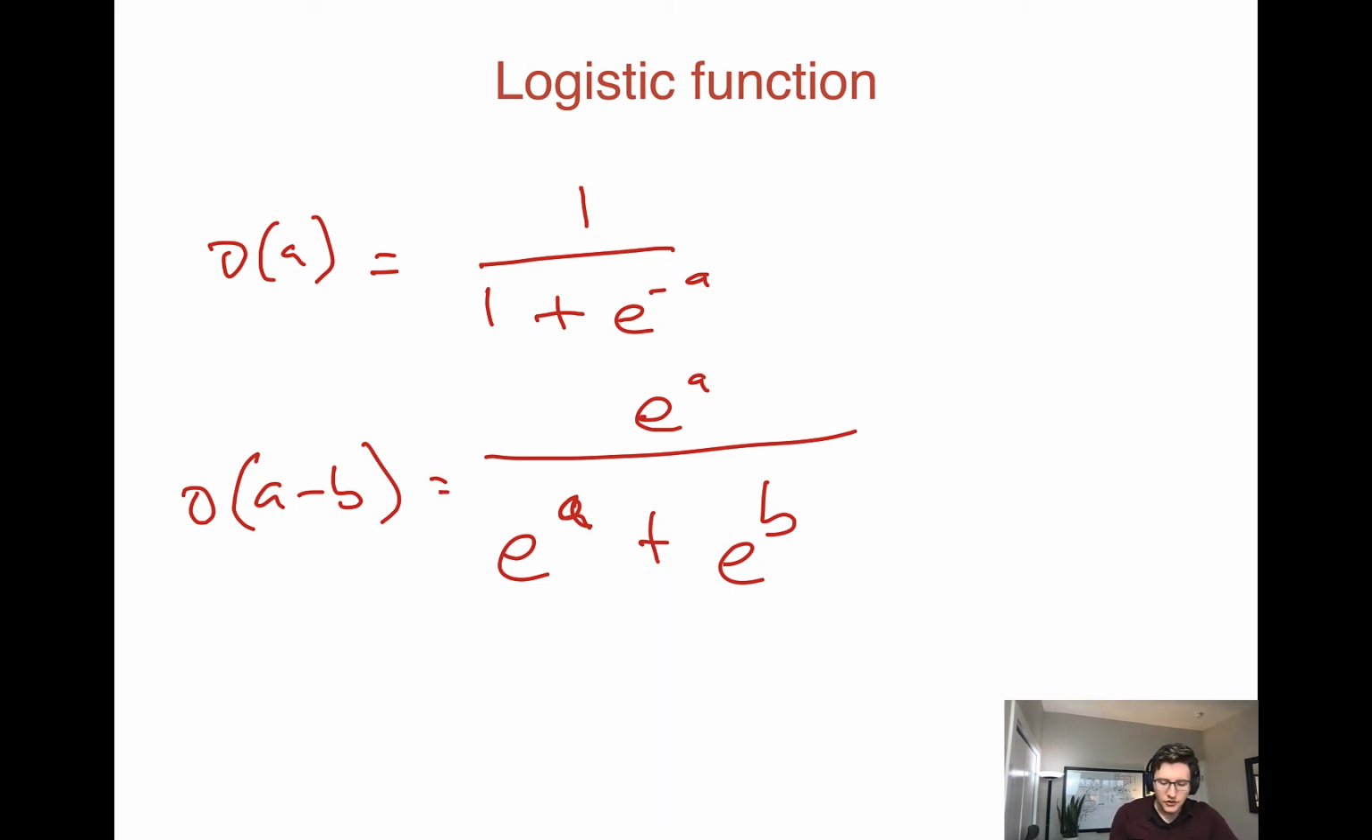If you want, you can actually do the algebra to figure out how we got here. Basically, we divide top and bottom by e to the a.